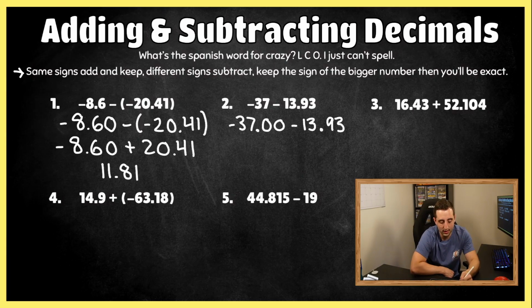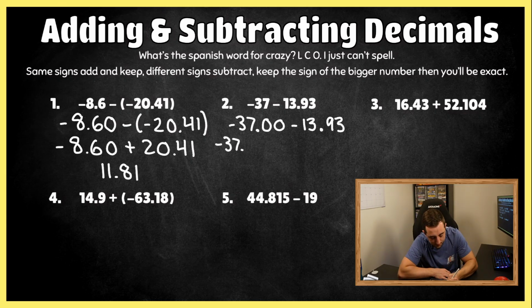And then we want to take a look at our rules here. We'll get rid of that arrow for now. Which rule are we going to utilize? Well, it's a subtraction problem again. So is it the Spanish word for crazy, or is it going to be the same signs add and keep song? Well, it's subtraction again, so we want to utilize loco, or leave change opposite. So we're going to leave negative 37 the way it is, so leave this alone. We're going to change subtraction to addition, and we're going to turn 13 and 93 hundredths to its opposite, and now it's going to be negative 13 and 93 hundredths.